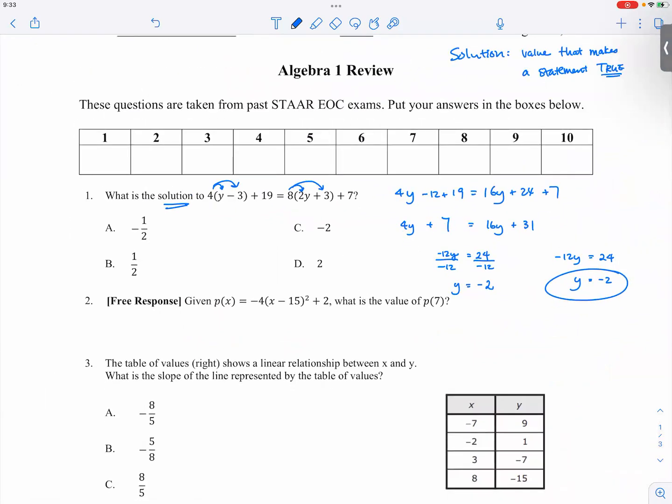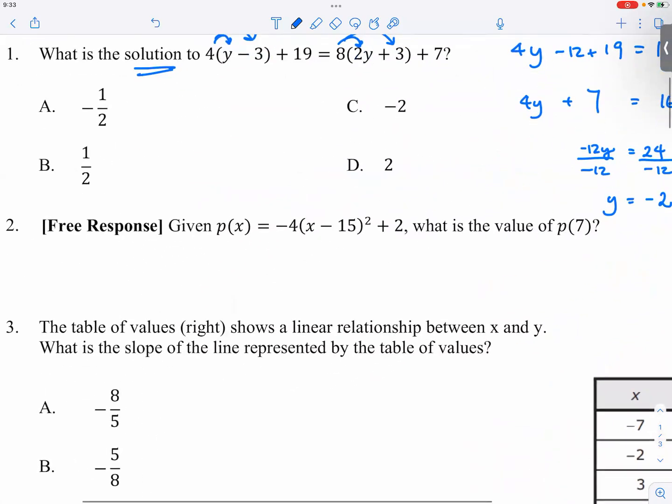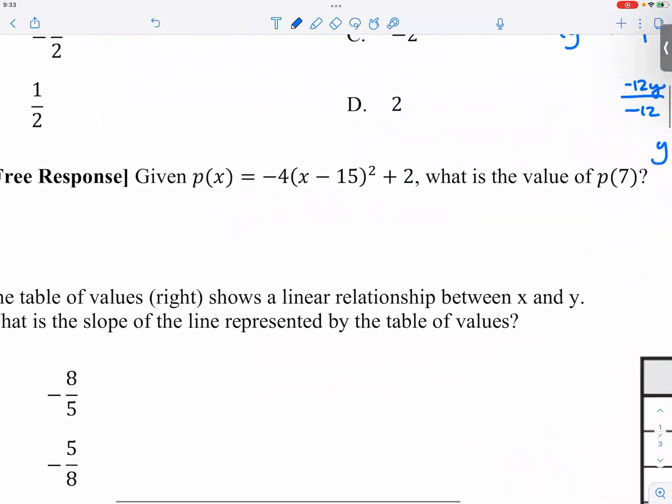Are we good? Okay. Now for number 2. Number 2 could be challenging because I don't think you have done lots of function notation back in geometry, which is understandable. So we have p of x, which is negative 4 times (x minus 15) squared plus 2. And then now we said, hey, could you find out what p of 7 is? P of 7? What does it mean? How do we interpret this p parentheses 7? What does it mean?